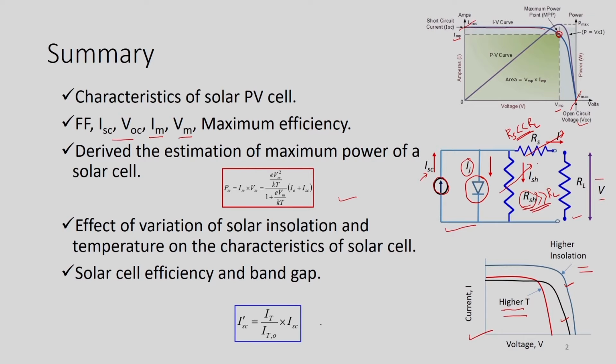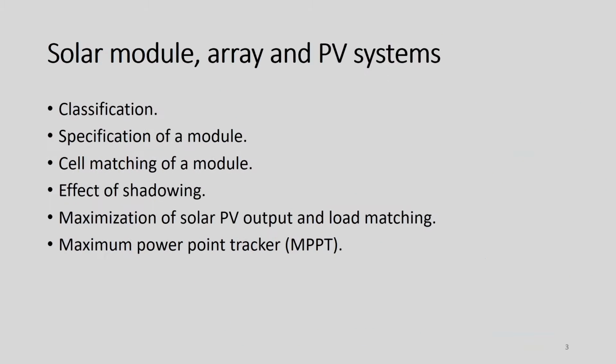Also, we studied that if we know the ISC value for standard test condition, meaning 1000 watt per meter square and AM 1.5, at an ambient condition of say 25°C, then we can calculate the ISC value for other insolation. We also studied solar cell efficiency and band gap, and how they are related. So, with this background, let us move to today's discussion.